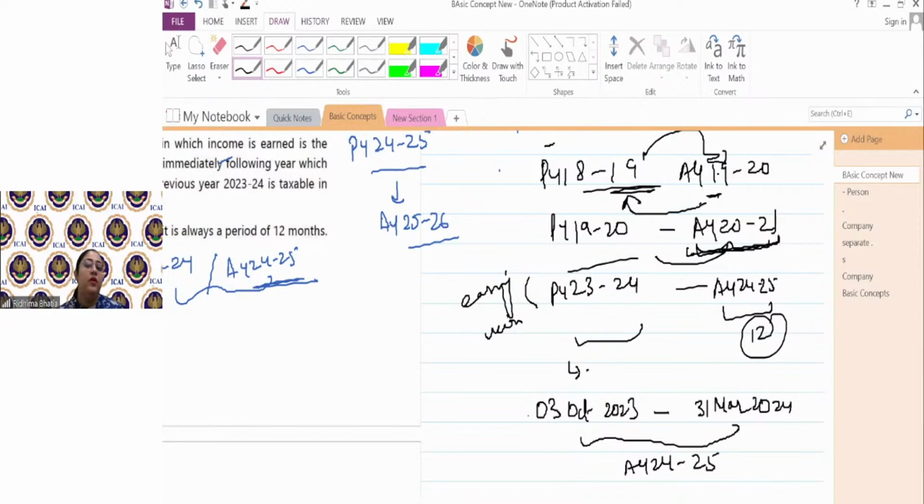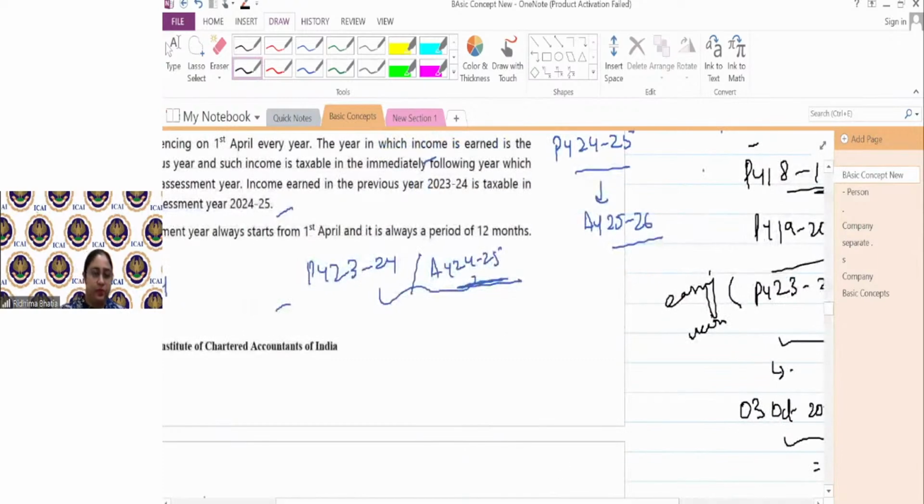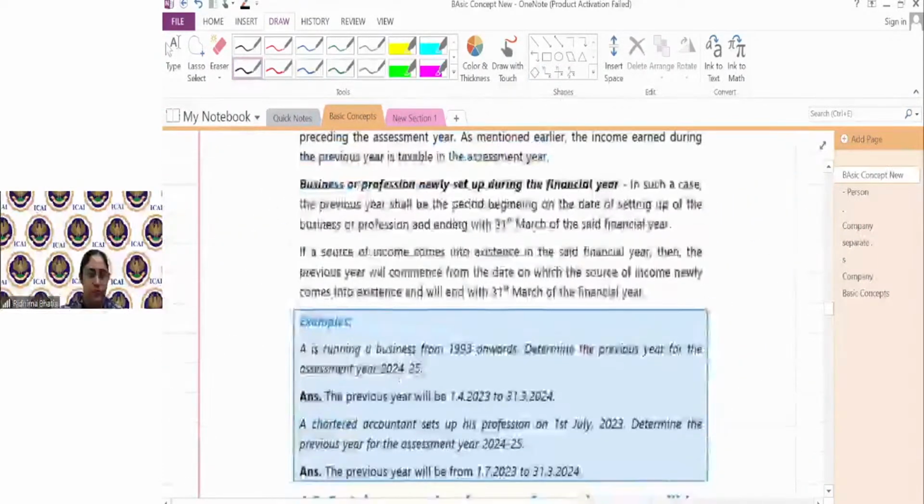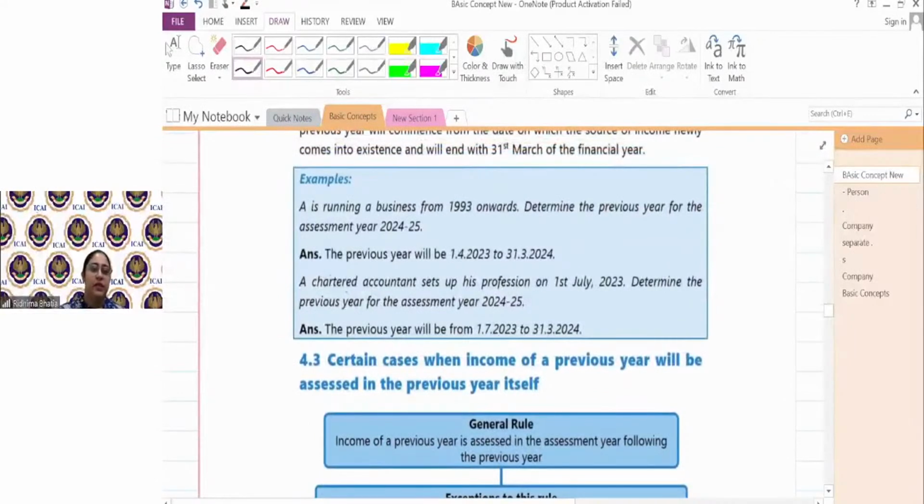Now, if the income which you have started earning is from the middle of the year, the previous year would start from the middle of the year and would end on 31st March 2024, but the assessment year would be the complete assessment year 24-25. This is what is given in this particular example also.